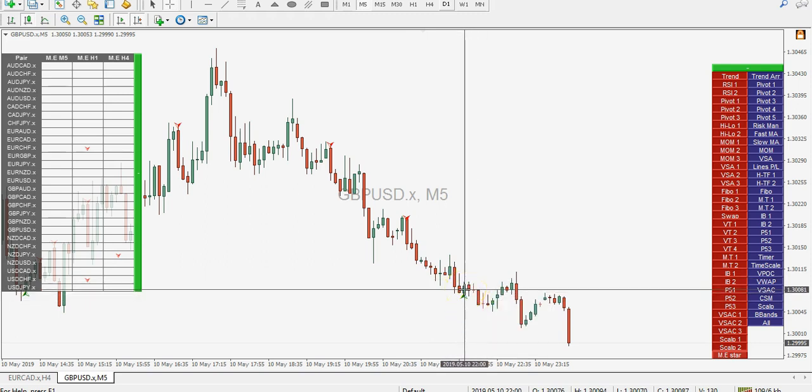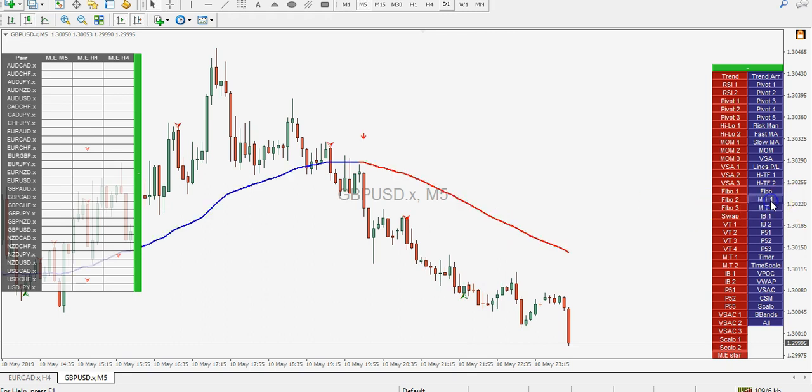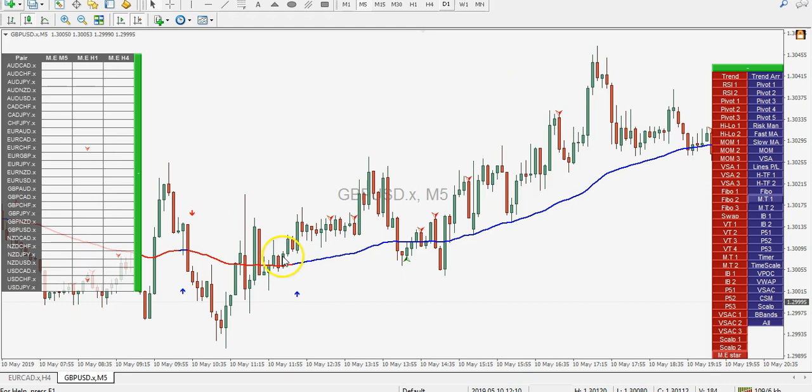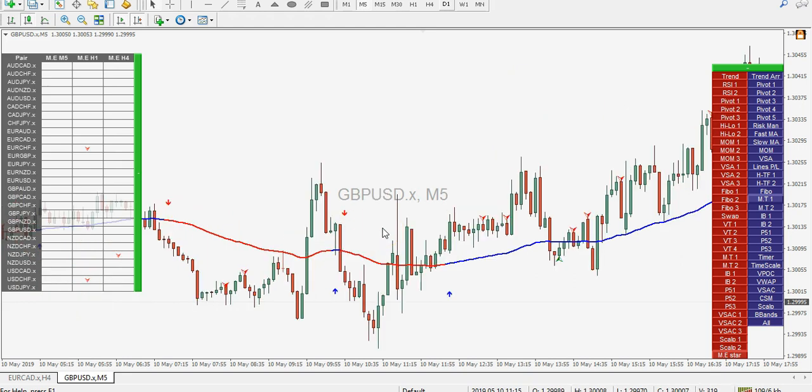Now there are two things. If you want to follow your trend, then you can just click your MT1, and you can only take the sellers because you are in red. And if you are here, you may only take the buyers because you are in a buy zone. So this is something that you can take.